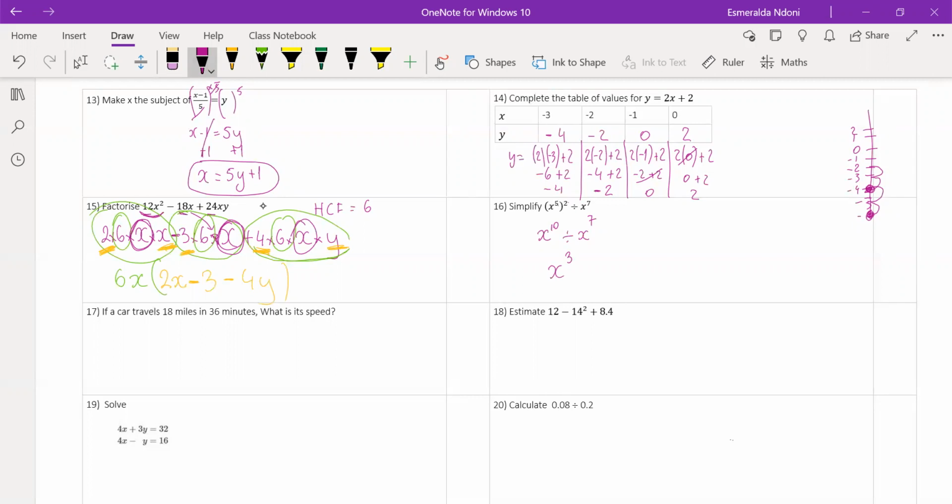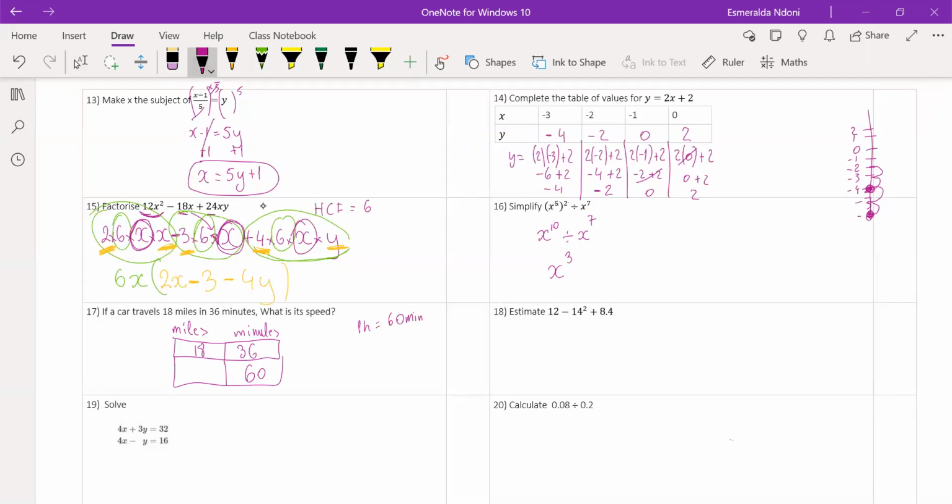Question 17. We have a question that's asking us about the speed, so we know we need to draw our boxes. We have miles and minutes. So we've been given 18 and 36, and we need to now find what's the speed. So for 60 minutes, because we know that 1 hour has 60 minutes.